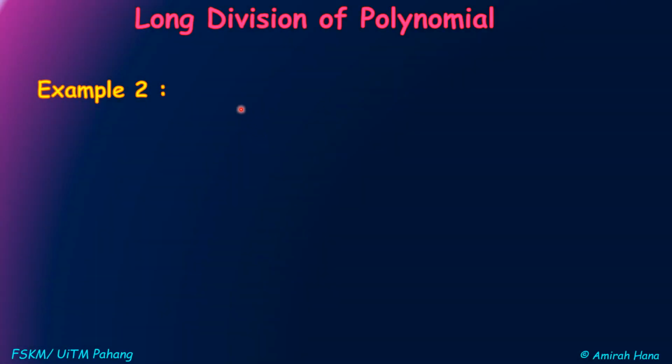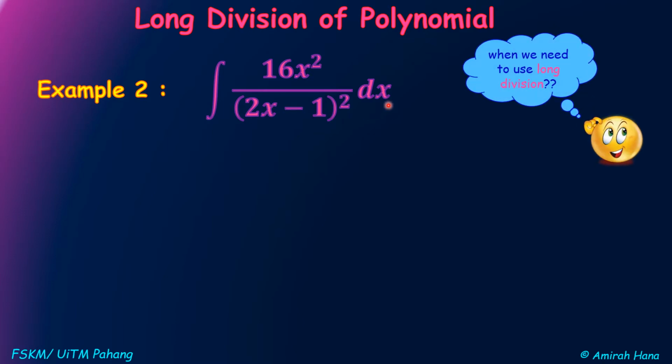Alright, now we look at example 2. Let's say we want to integrate 16x squared over (2x minus 1) squared dx. When we need to use long division. Let's say we have this rational function: 16x squared over (2x minus 1) squared.